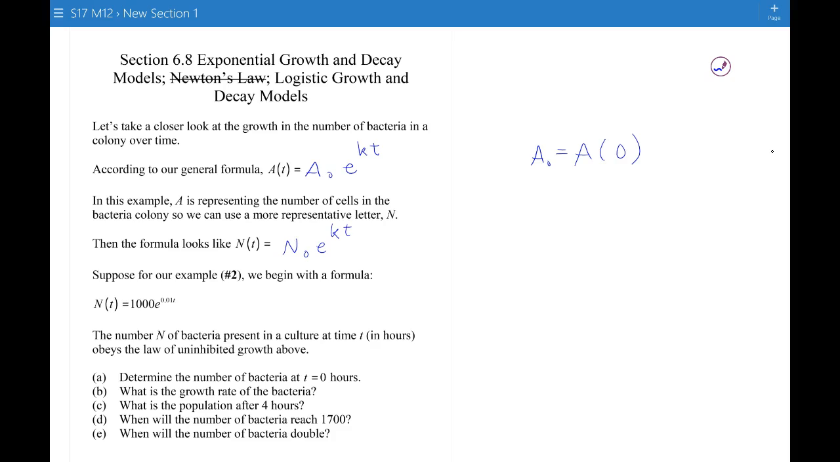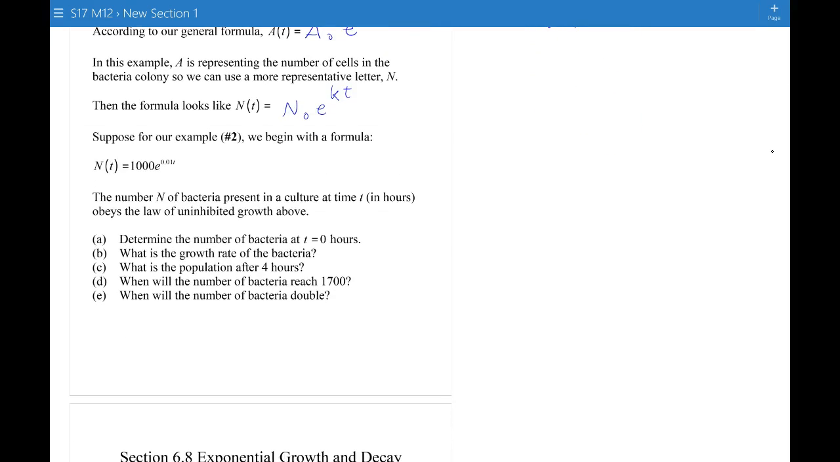So let's be more specific with this example. For our example, we're going to begin with this formula. It's given in the problem. It says n of t equals 1000 e to the 0.01t. So the number of bacteria in a colony, with t in hours, obeys this law of uninhibited growth.